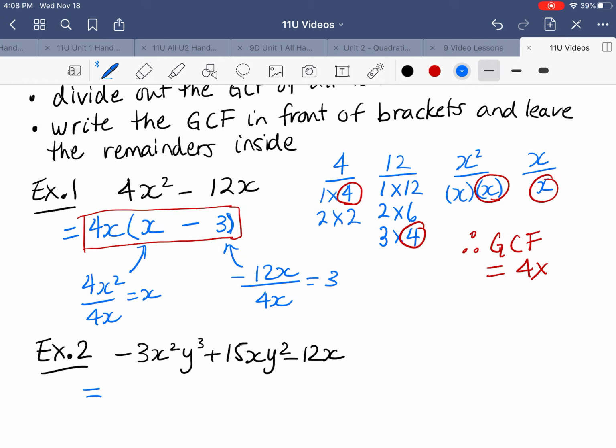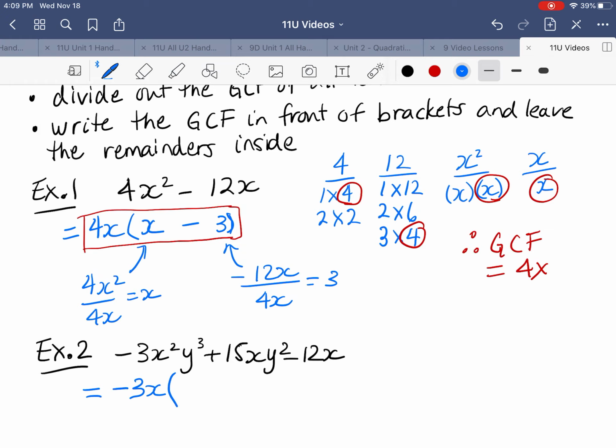Now, our coefficients are negative 3, positive 15, and negative 12. Each of these can be divided by -3. And so -3 is actually the number part of our greatest common factor. Then we're going to look at our variables. We have an x squared in the first term, an x in the second term, and an x in the third term. So the most x's that we have is just 1. Now we're going to go to our next variable. Our first term has y cubed, then we have y squared, and then we don't have any y's at all. So we can't factor out a y. So our greatest common factor is -3x.